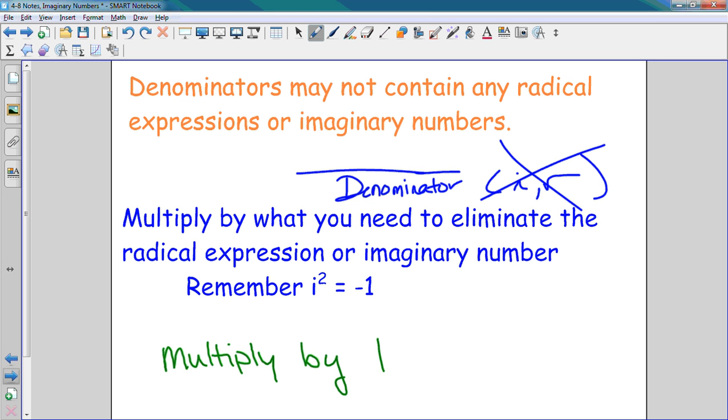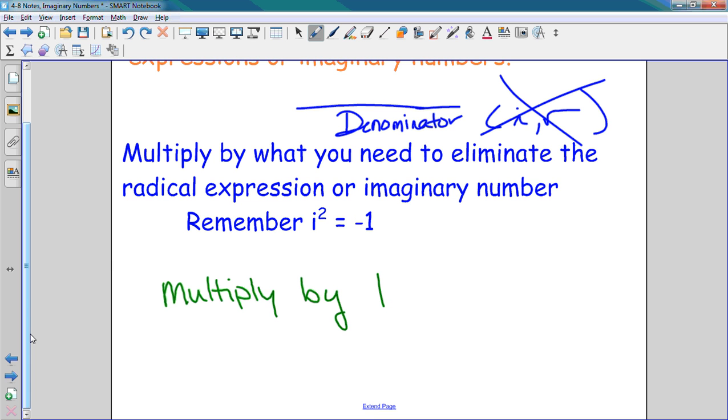So I have to rewrite the problem so that I do not have any i's or square roots. How in the world do I do that? Well, you multiply by what you need to eliminate on the bottom, by the radical expression or the imaginary number. Remember, i squared is negative 1.